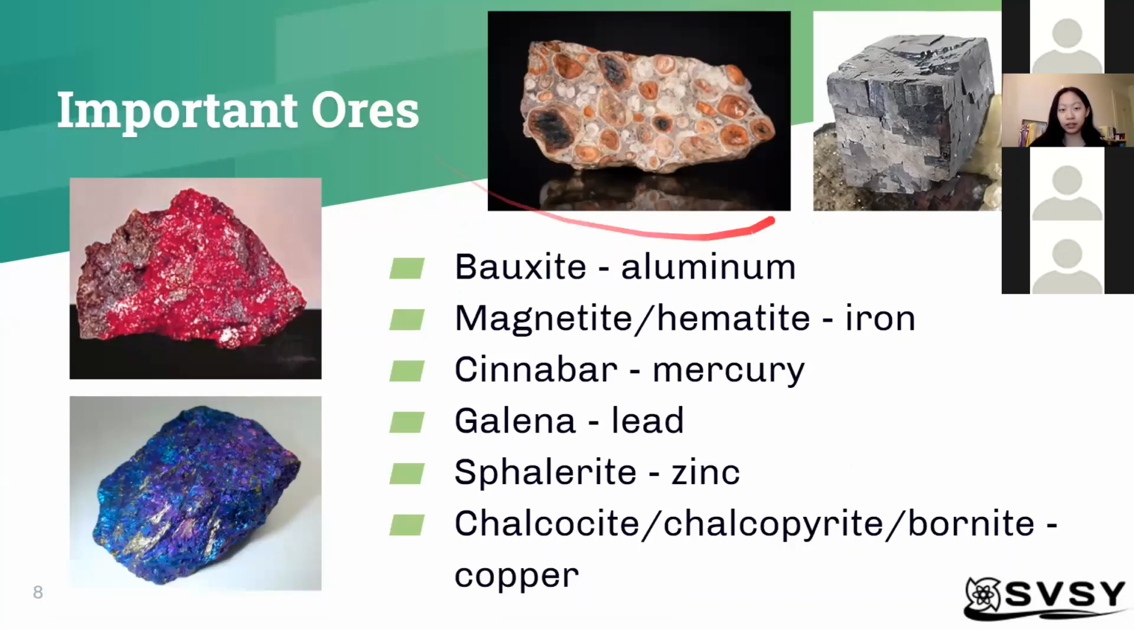So over here, this is bauxite. This is an ore of aluminum, and it looks kind of weird. It has these little rings on it called pisolites, and that's pretty notable about this. And the next ore would be magnetite and hematite as ores of iron.